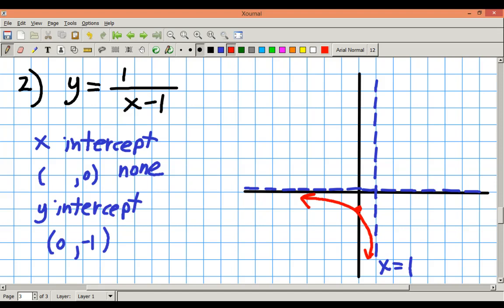So now we have this problem again where we need to find the other branch of the graph, and we've found all the intercepts that we can find. So we're just going to have to make another point in a table and find a point that we know to the right of that vertical asymptote.